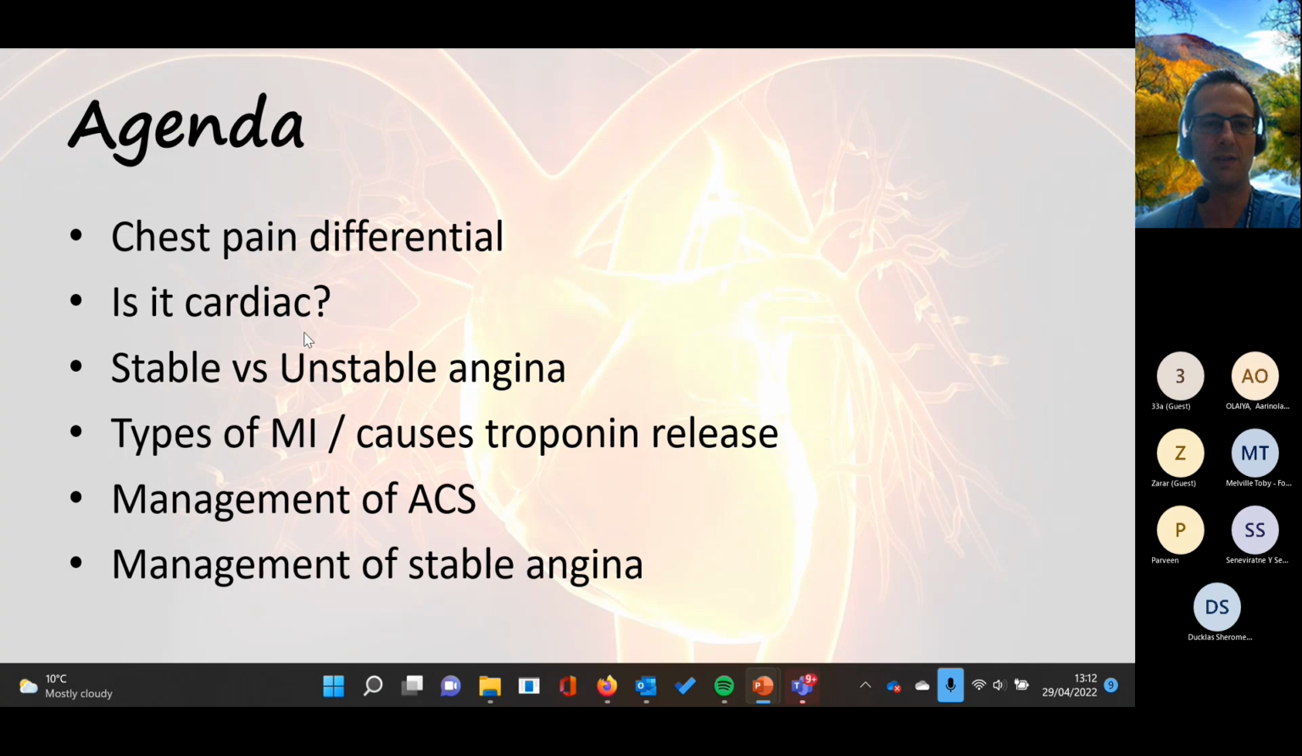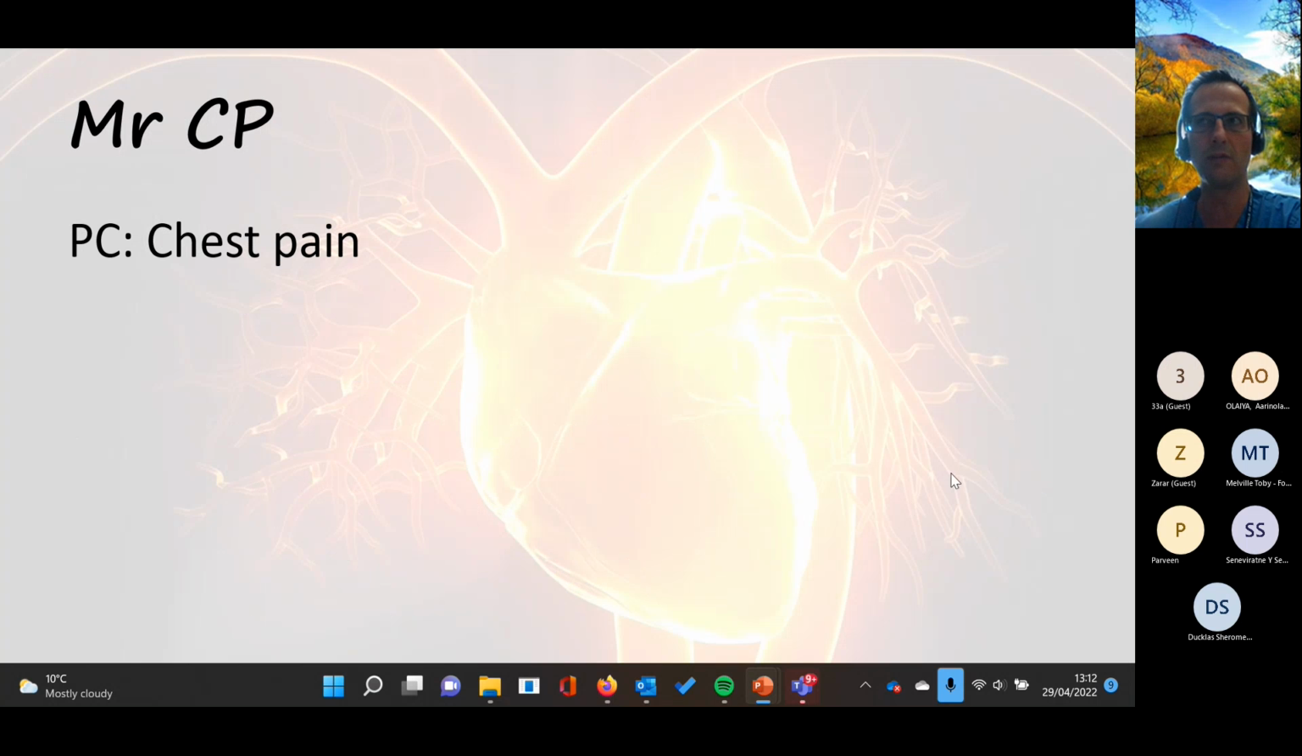We're going to then talk about the difference between stable and unstable angina. We'll talk about types of myocardial infarction and non-infarct causes of troponin release. We'll cover management of acute coronary syndrome and management of stable angina. So a lot to get through over the next 45 minutes or so.